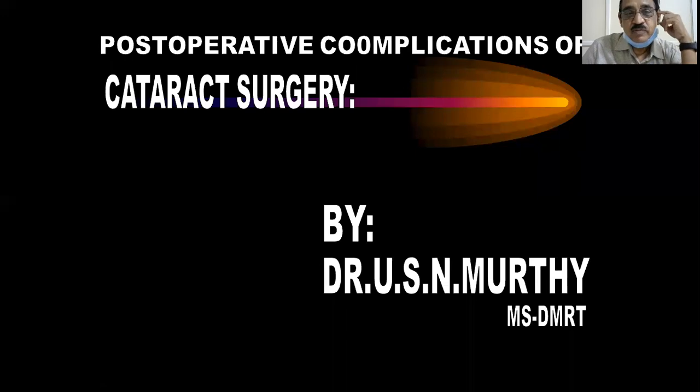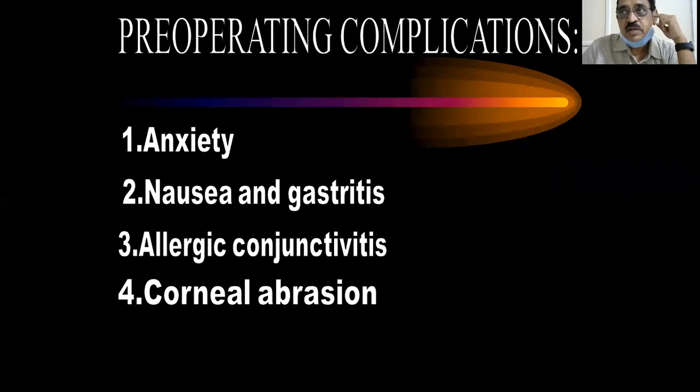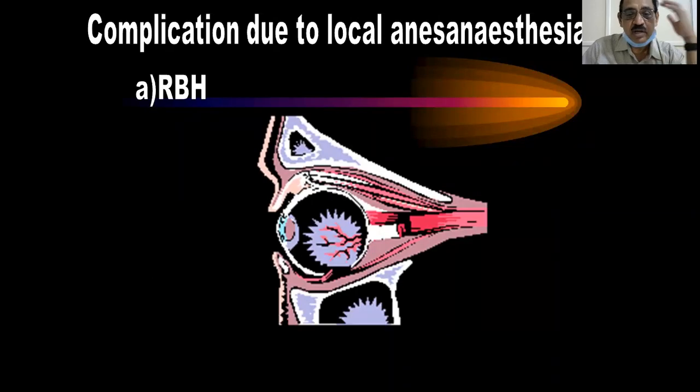So we were talking about the post-operative complications of cataract surgery. To recapitulate what we talked about in the last class, pre-operatively the patient may have anxiety, nausea and gastritis, allergic conjunctivitis and corneal aberration. Regarding this, we have already seen.